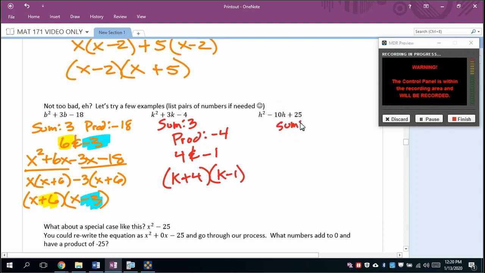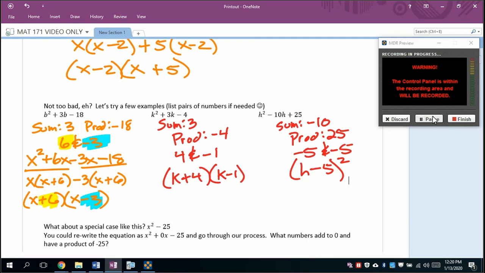I need two numbers that have a sum of negative 10, and in this case, the product is positive 25, negative 5 and negative 5. So this would be h minus 5 times itself, and that's all you're going to get.